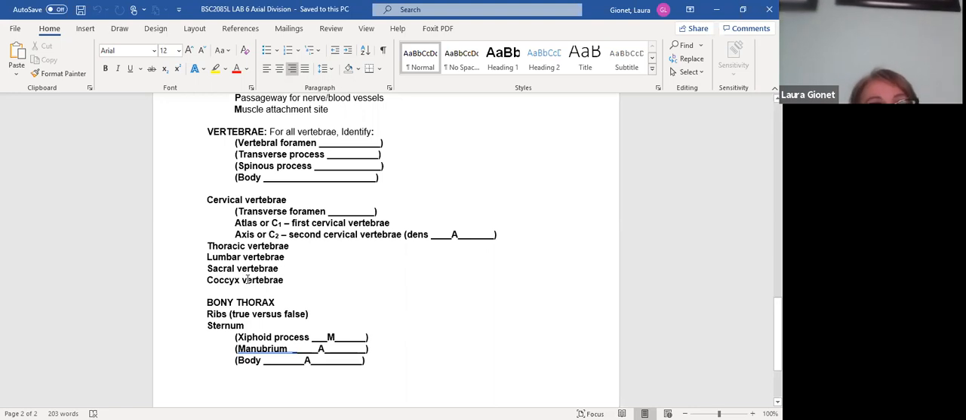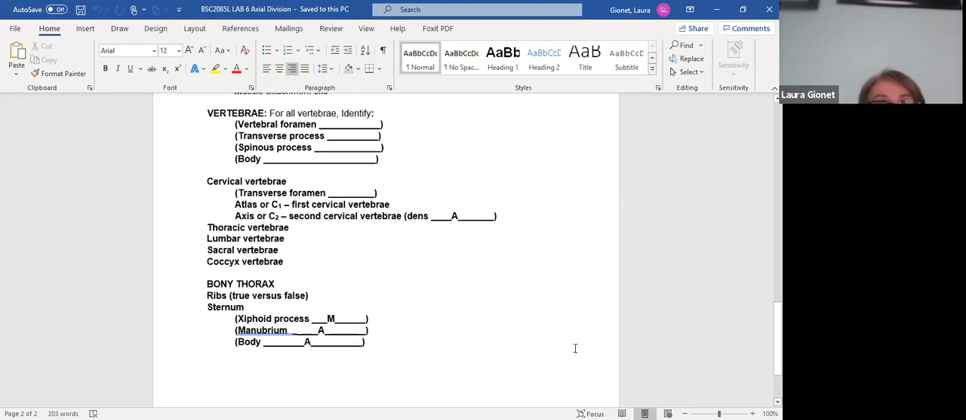Okay, now we're going to move down to the bony thorax. We're going to look at ribs. There are 12 pairs of ribs that articulate with the thoracic vertebra to the back, or the posterior aspect, and attach to your sternum via costal cartilage. Costal cartilage is composed of the tissue hyaline cartilage.